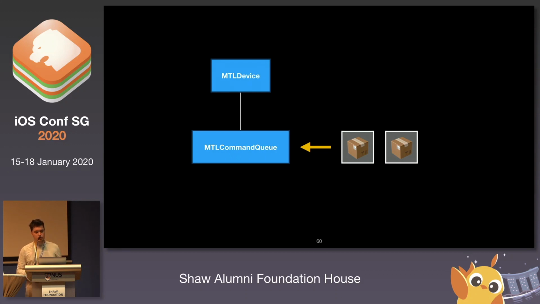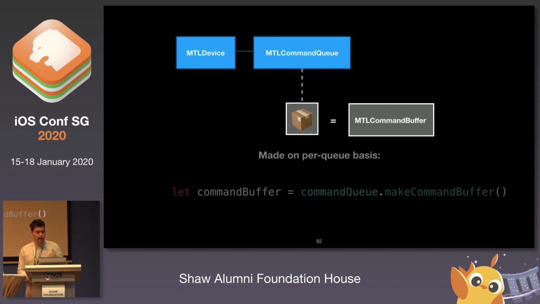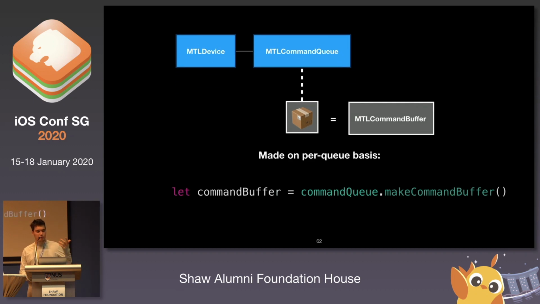So those packages that you see here being submitted to the queue are actually command buffers. Command buffers are like storage objects for commands. Once you fill the command buffer, nothing actually happens. It only starts executing once the command queue starts working through the order for this package. To create a command buffer, you have to call the makeCommandBuffer function. So you get an empty package that you have to fill.